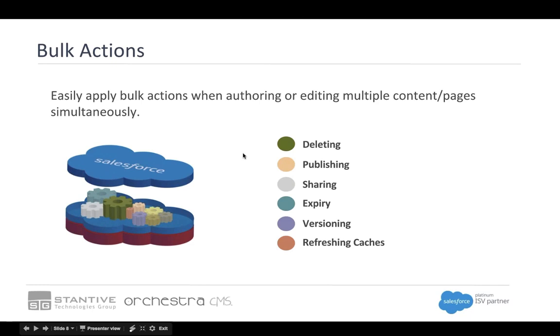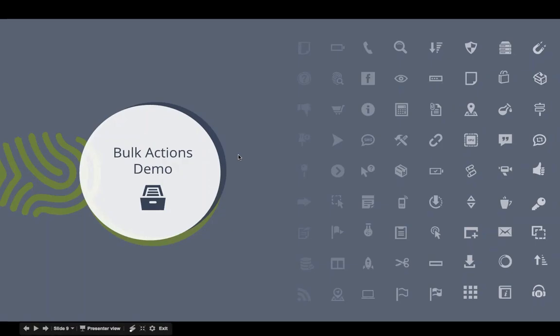Another part of streamlining the content management experience involves allowing you to bulk manage content and pages. In previous versions, you would have to open each page or content individually to perform many of the actions you might want to take on the page or content. With Winter 17, we've simplified the management to save you time by implementing bulk actions. So let's take a look at this.